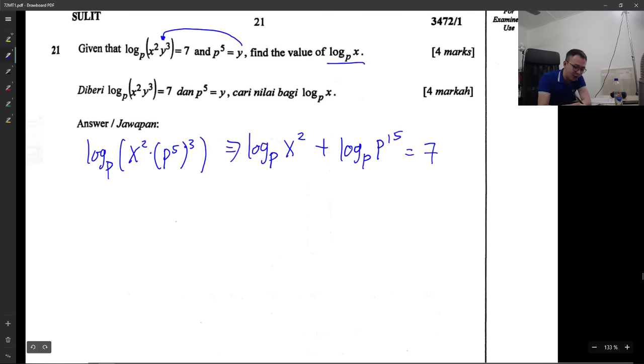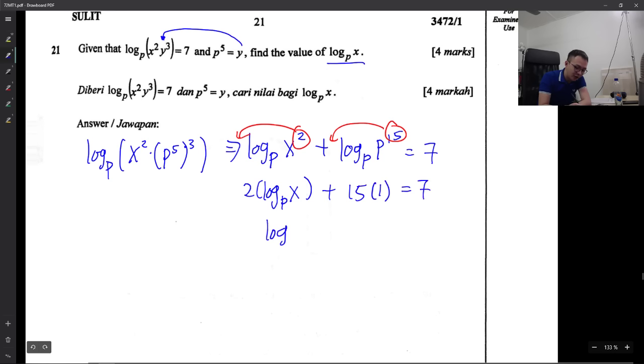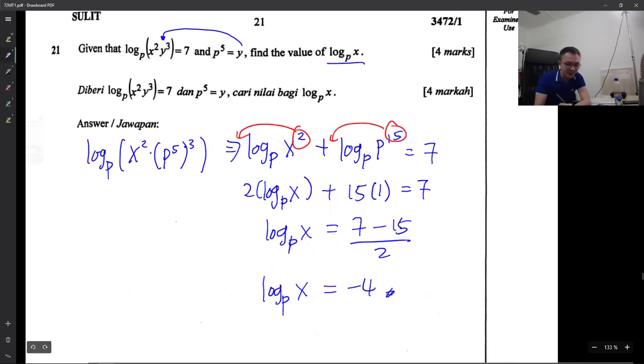Okay, so this one will be 2 log_p x. I move the 2 to the front. Same thing, I move the 15 to the front. So 2 log_p x plus 15 log_p p, where log_p p equals 1, equals to 7. So therefore log_p x equals to 7 minus 15, divided by 2. So therefore it is equal to negative 4. This is the answer for log_p x.